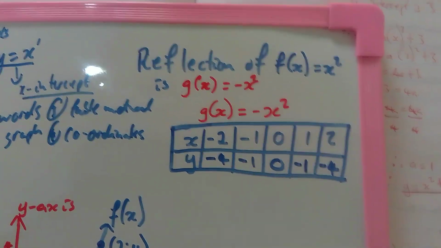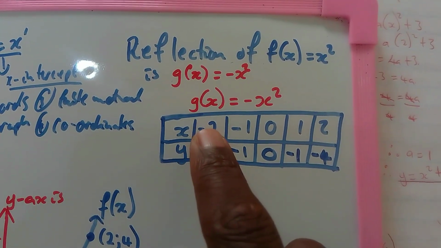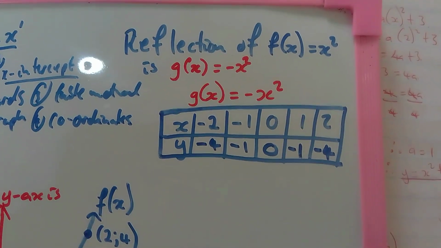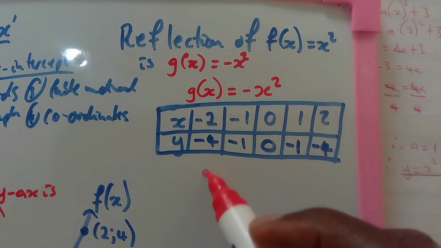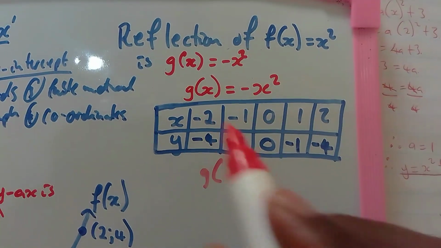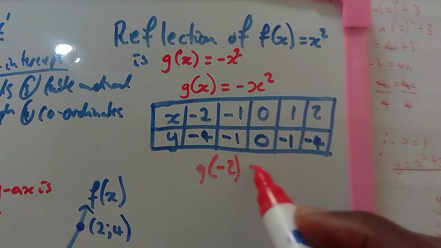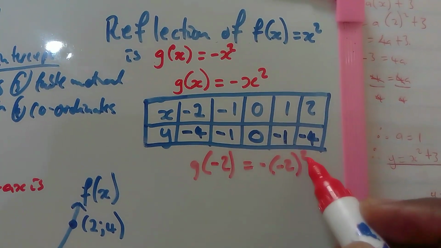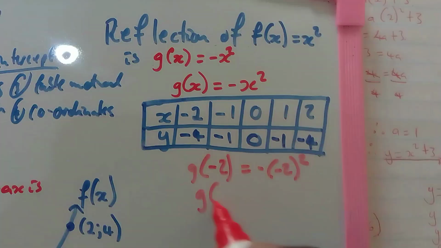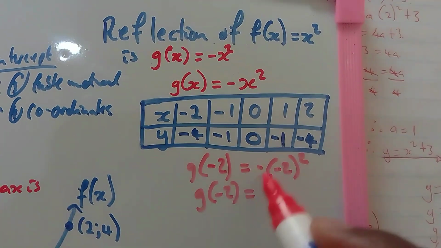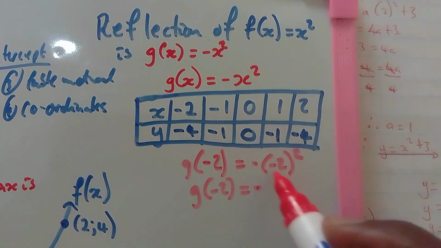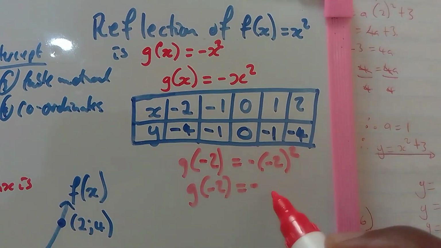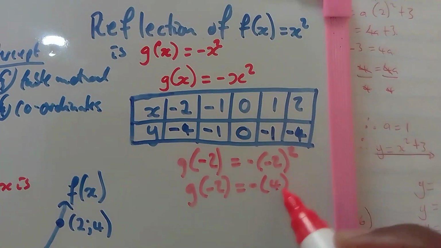Now, let's observe. When our x is negative 2, what is our y? Our y is negative 4. Let's observe, how was this calculation made? It was made like this. g of negative 2 is equal to negative, open bracket, negative 2, then squared. Now you continue to say g of negative 2 is equal to, the negative you still rewrite it. Why? Because you have to start with the brackets. This negative 2 squared gives you positive 4. So I've got a positive 4 here.